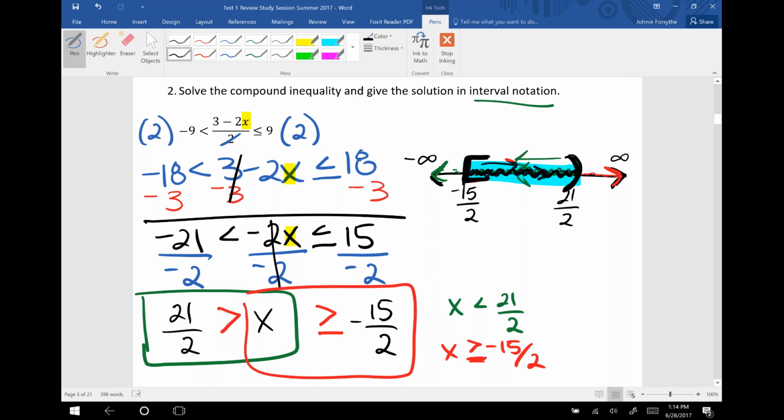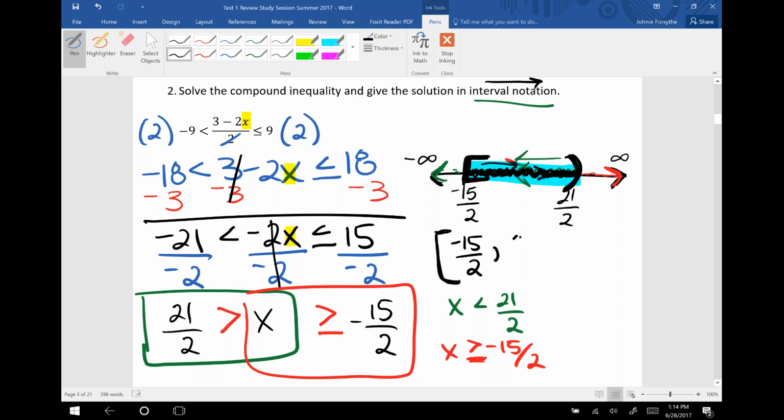Now let's write that as an interval. And the nice thing about the graph is that it almost directly matches what your interval will look like, in my opinion. So we always read and write left to right. Starting from the left, where does your solution start? At -15 over 2. Okay? And then it's going to use a bracket because we are including that value. And then the interval includes values in between -15 over 2 and 21 over 2.